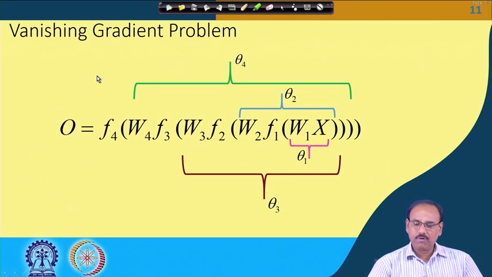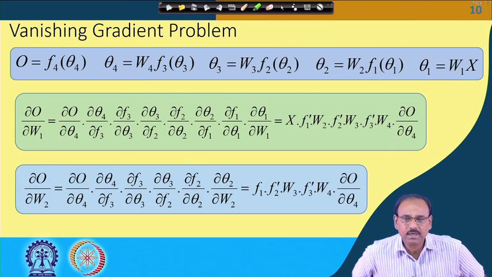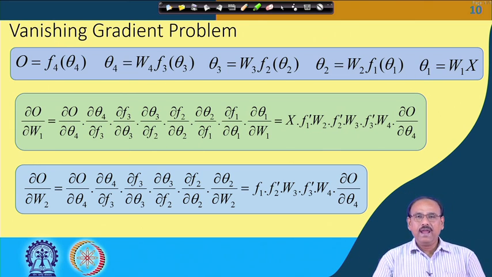So you just look over here, the argument of F4 is defined as theta 4. So the final output that I get is F4 of theta 4. Similarly, theta 4 is W4 into F3 of theta 3. Theta 3 is W3 into F2 of theta 2. Theta 2 is W2 into F1 of theta 1, and theta 1 is W1 into x.